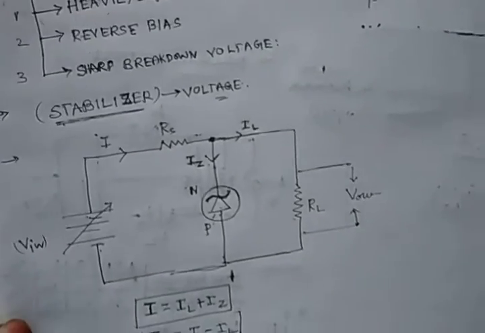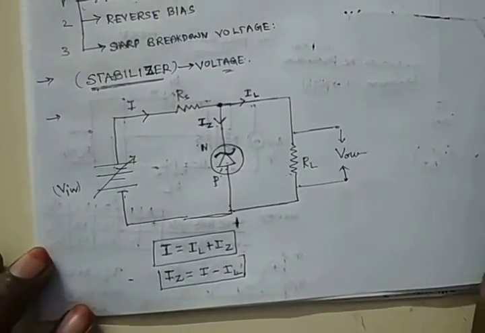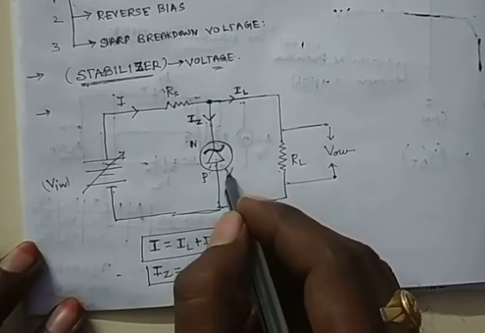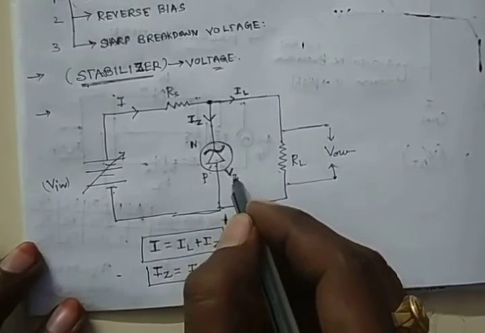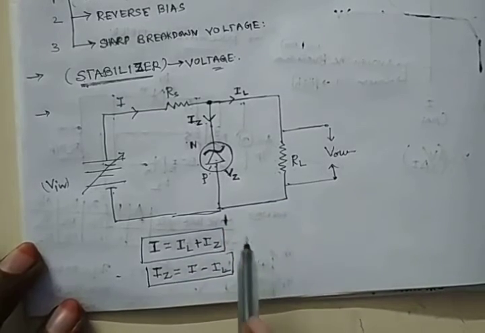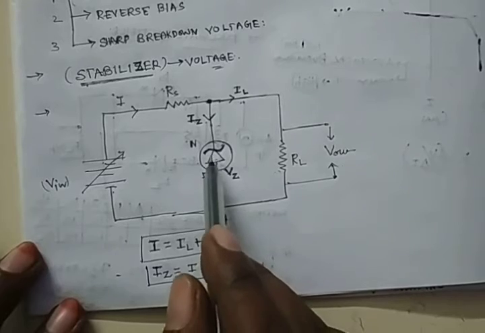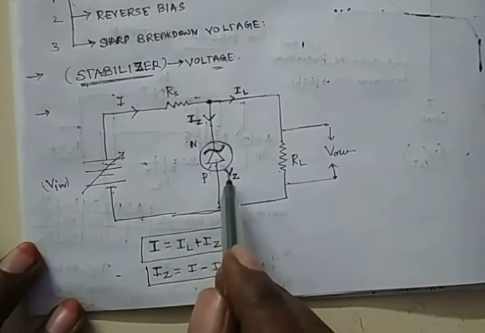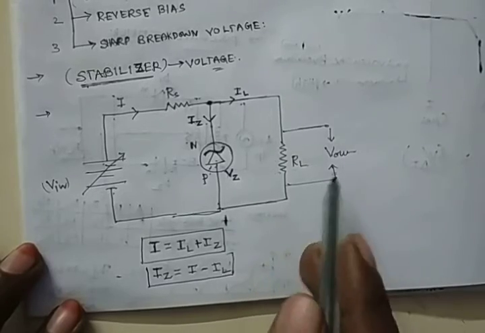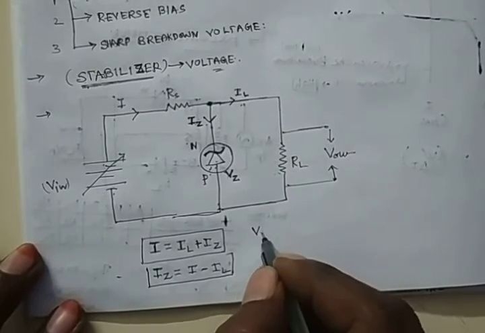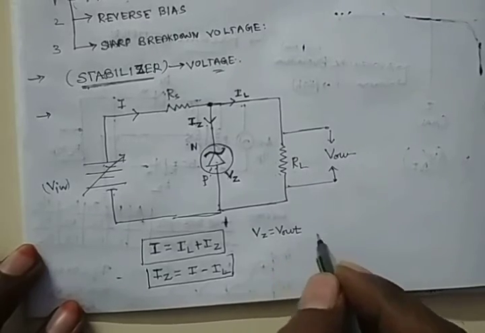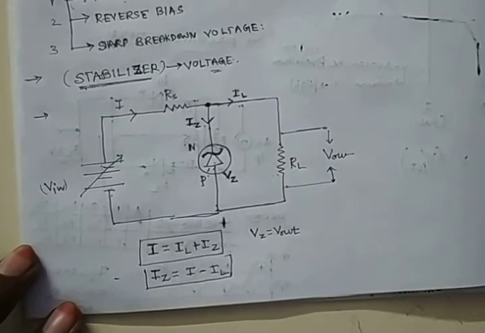Then how to calculate the I in the circuit? The voltage generated across the Zener diode is Vz. This Vz and this Vout should be the same because they are in parallel. So Vz is equal to Vout.